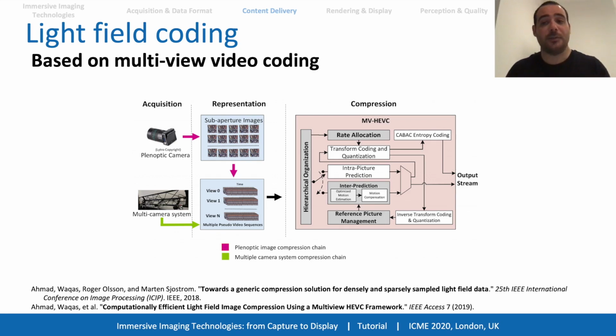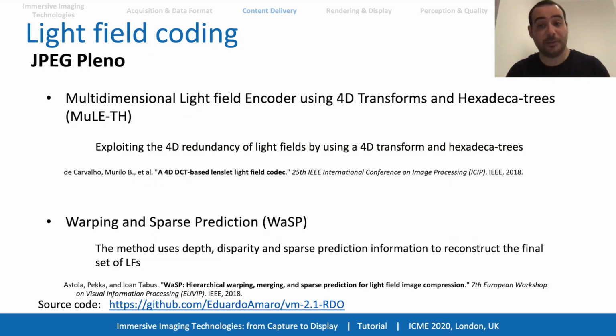Coding standardization bodies are also active in this field, such as JPEG. JPEG developed a JPEG Pleno reference software that contains two coding solutions. One is MuLE. MuLE exploits the 4D redundancies of light fields by using a 4D transform and hexadeca trees. Another one is WaSP. WaSP uses depth, disparity, and sparse prediction information to reconstruct the final set of light fields.